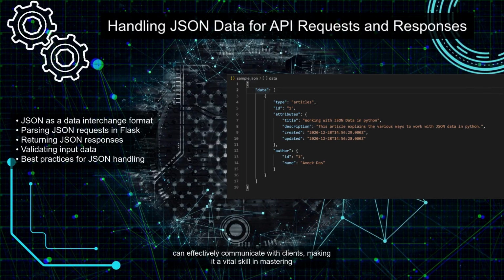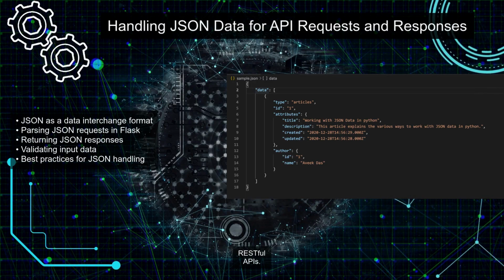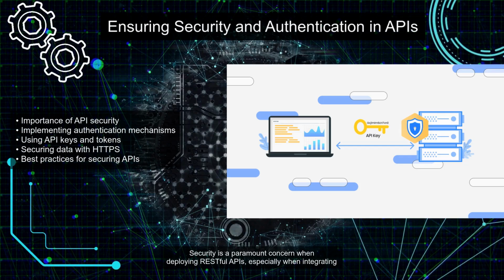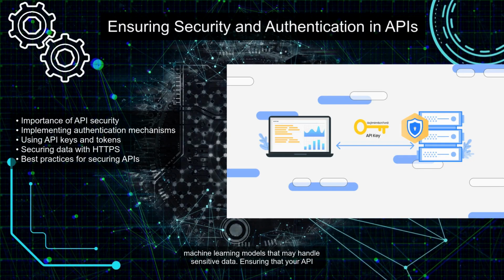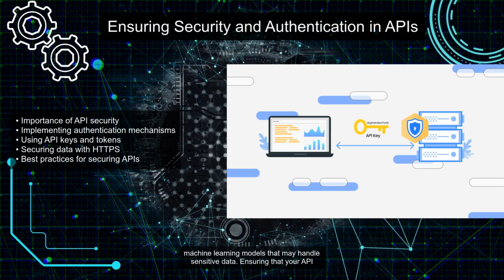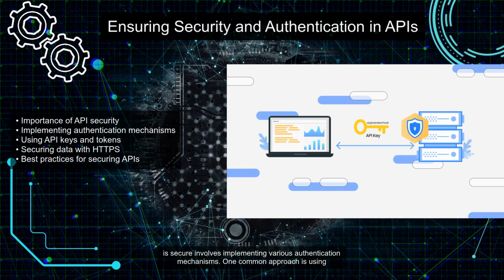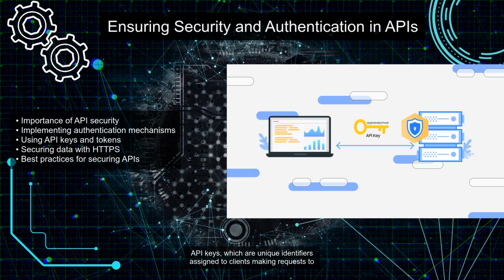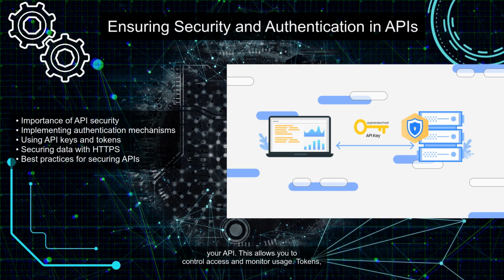Proper JSON handling ensures that your API can effectively communicate with clients, making it a vital skill in mastering RESTful APIs. Security is a paramount concern when deploying RESTful APIs, especially when integrating machine learning models that may handle sensitive data. Ensuring that your API is secure involves implementing various authentication mechanisms. One common approach is using API keys, which are unique identifiers assigned to clients making requests to your API. This allows you to control access and monitor usage.